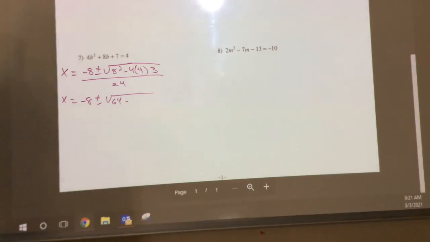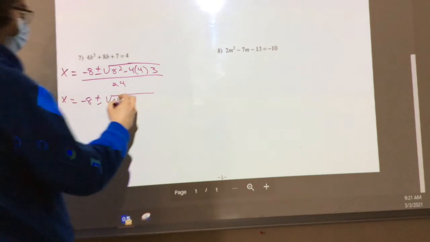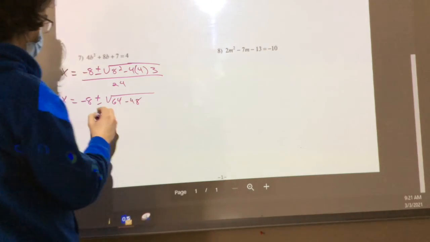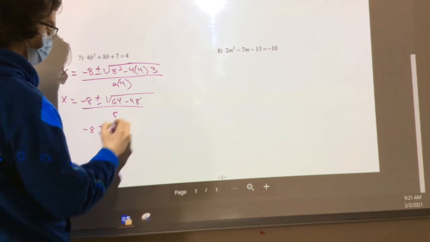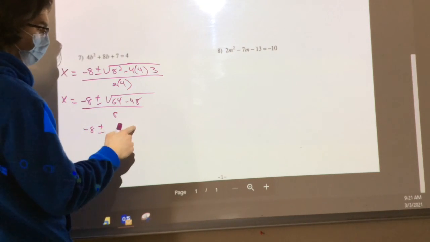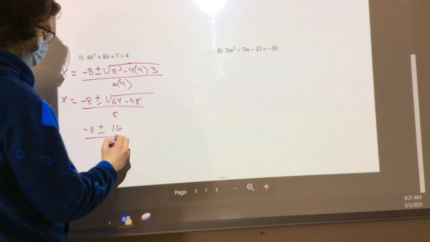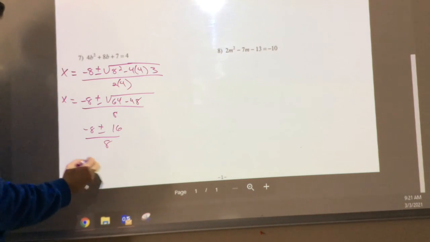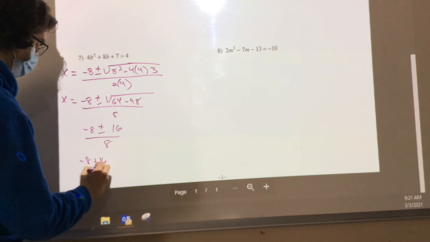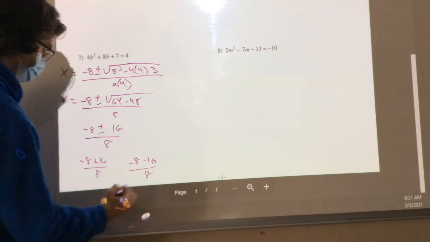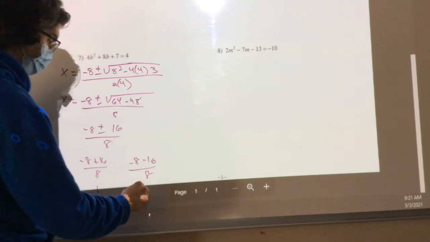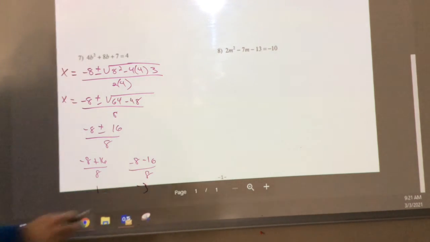So we got negative 16 times 3, which is going to give me negative 48. Is that right? Yes. And then that's going to be over 8. So it's going to be negative 8 plus or minus 64 minus 48, which is 16, over 8. So negative 8 plus 16 divided by 8, and negative 8 minus 16 divided by 8. Is that correct?